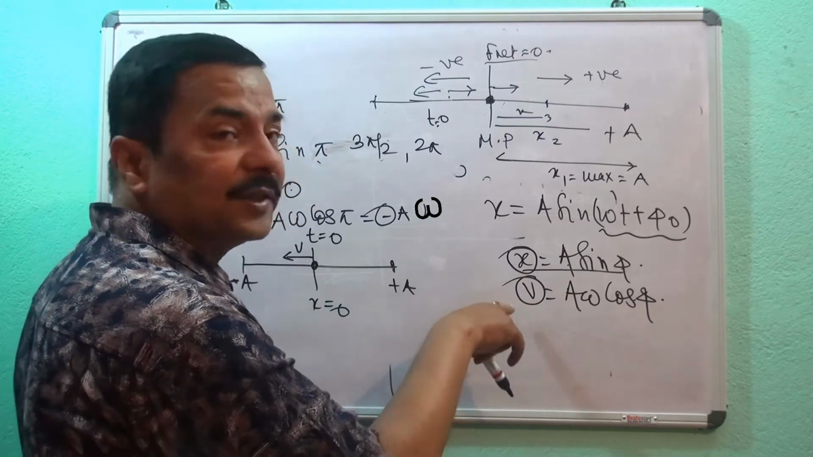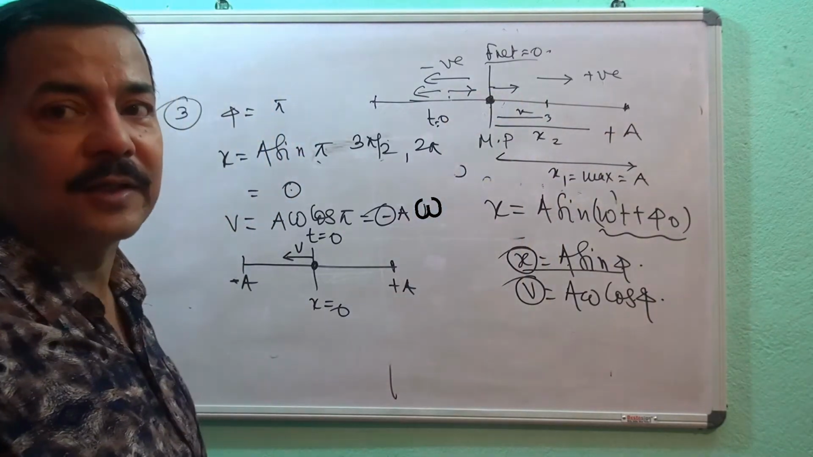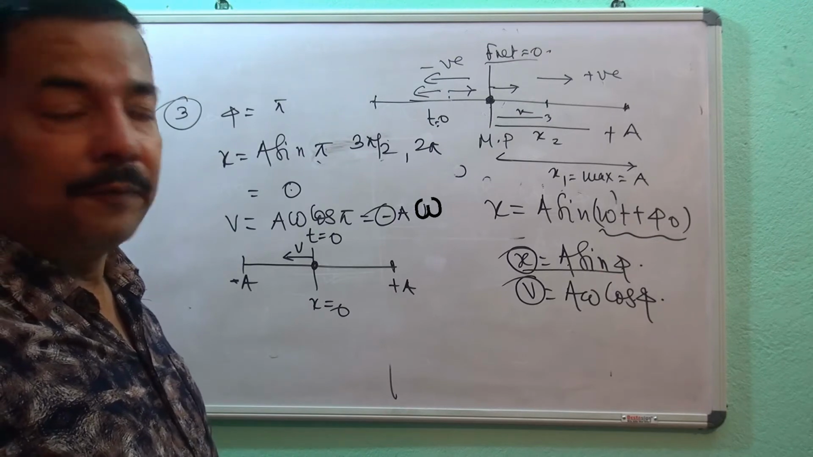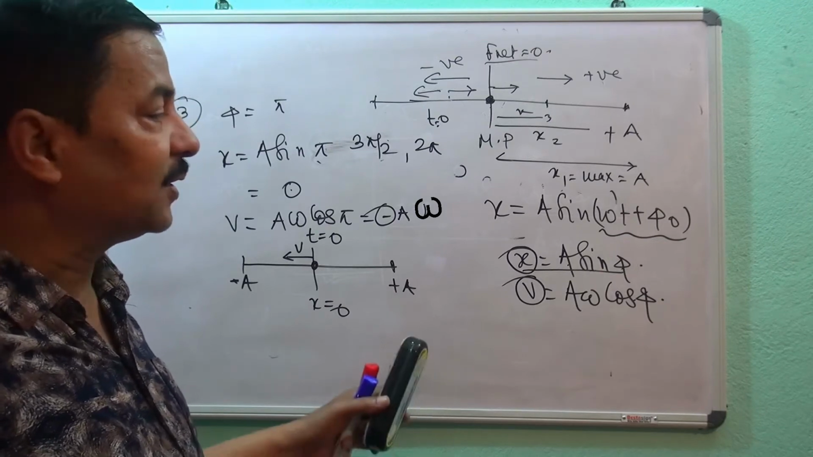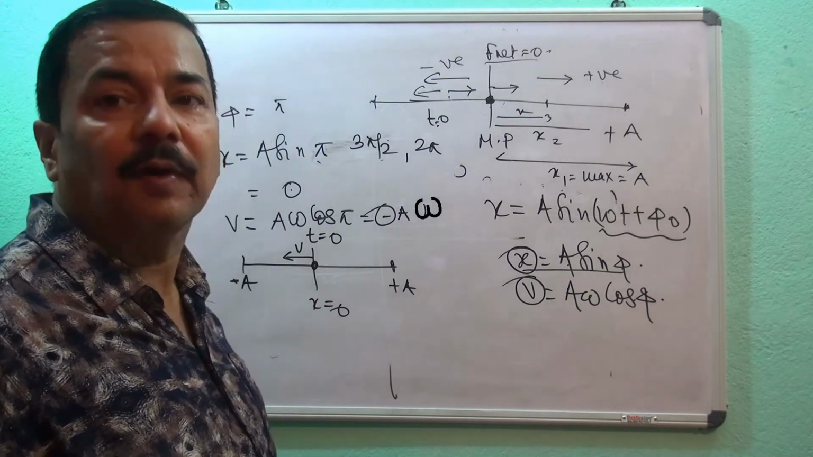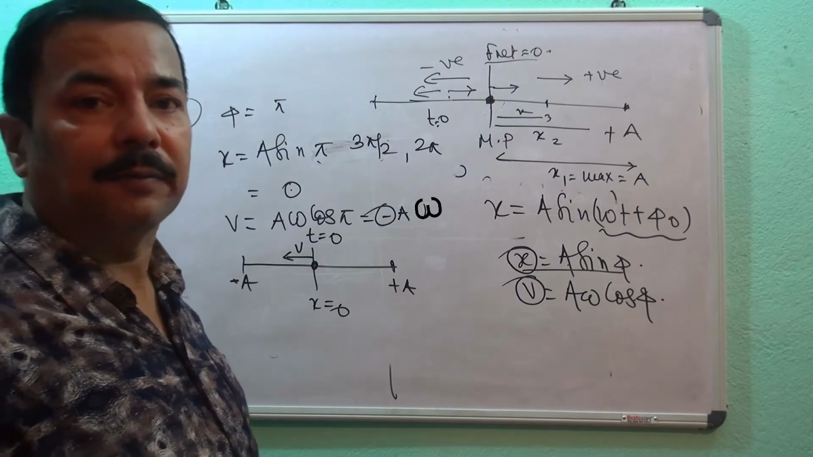So velocity with sign, that means whether the particle is going in this direction or in this direction. This is basically your phase. Phase has this meaning: it tells the state, which gives the complete information of position and velocity. What is the position and what is the velocity? This much information of phase must be with you.